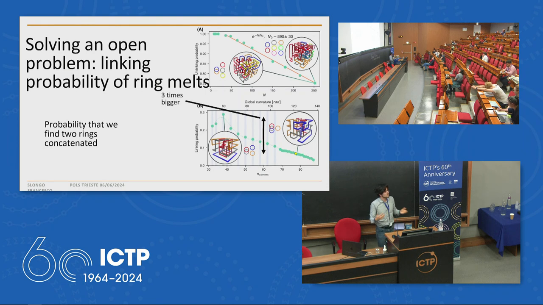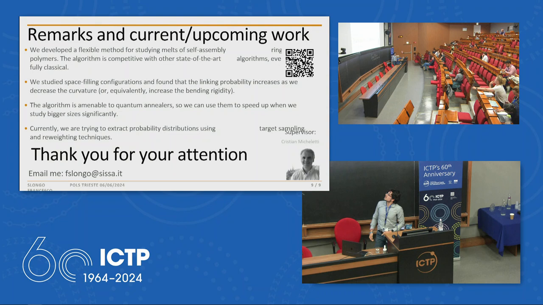Because if you want to concatenate rings, you need them to be a bit open. So if you have low bending rigidity, each ring will pretty much wiggle around and will not have space to interpenetrate each other. But if they're a bit open, you have a possibility to concatenate, but at the same time, you don't want them to be too open, both because they don't close, so they don't concatenate, but also because we are in a space-filling configuration, so they will just stay at the borders and not concatenate with each other. So this is pretty much it. If you have questions, you're welcome.